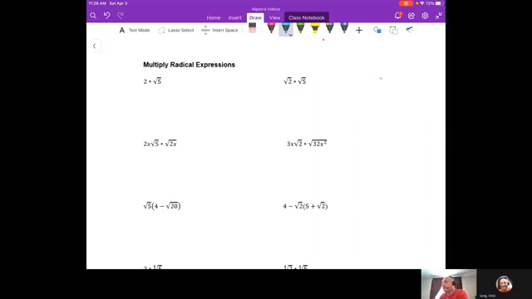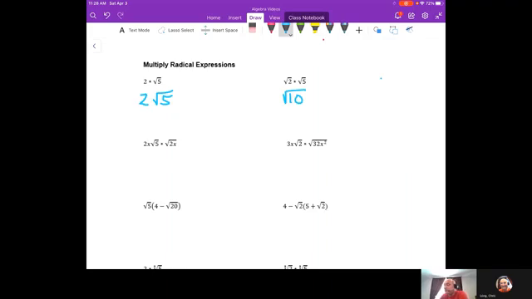So for instance, 2 times the square root of 5 is going to remain as 2 times the square root of 5. We can't multiply the 2 and the 5. Whereas this one, we have the square root of 2 times the square root of 5. That's going to be the square root of 10. And then we can do that with more complicated things.